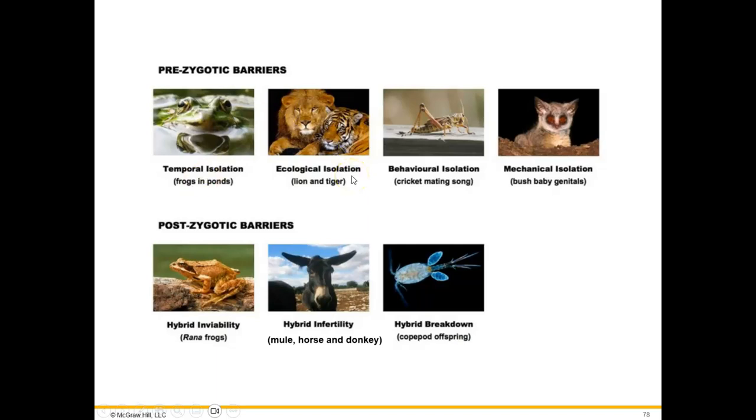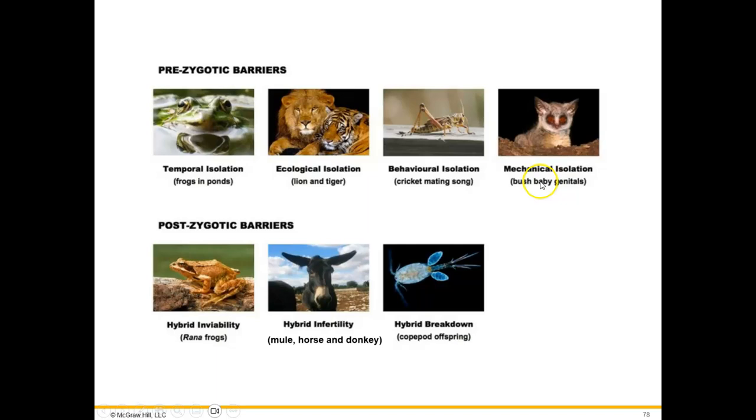Ecological isolation, we've got that example of our lion and tiger, which could potentially mate together, but typically don't because of their differing habitats. Our behavioral isolation has to do with the mating rituals, like the song of the cricket, where a cricket is listening for a specific song, and even though they physically could reproduce with another species of cricket, they won't because they don't match up behaviorally.